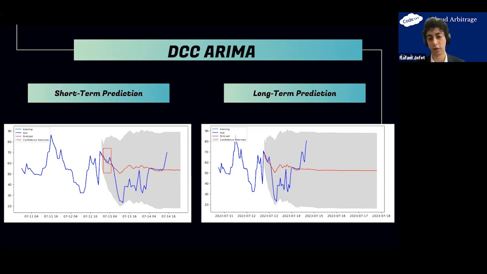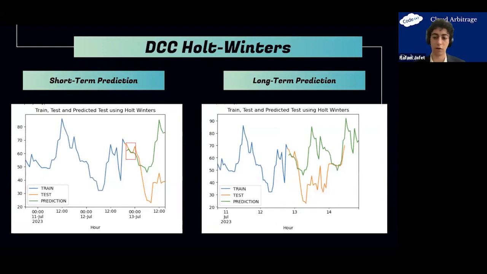And because of this, we looked at the Holt-Winters model, which was more based on seasonality, and we hoped that it would solve this long-term issue.